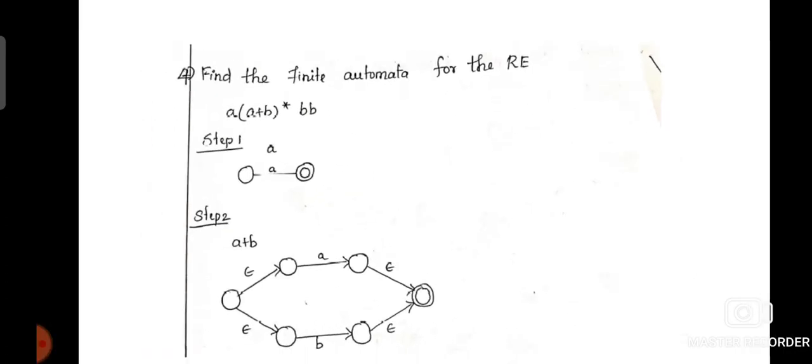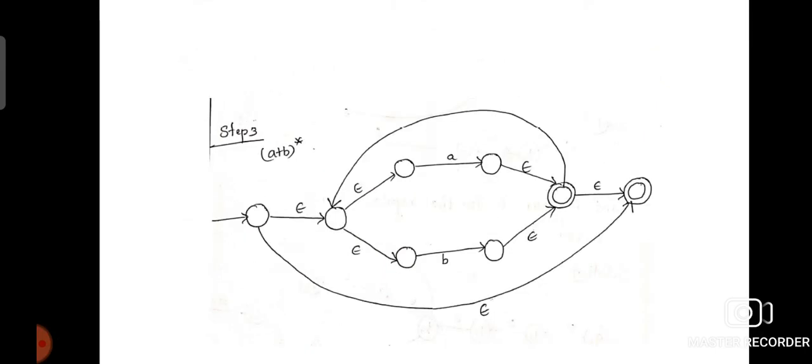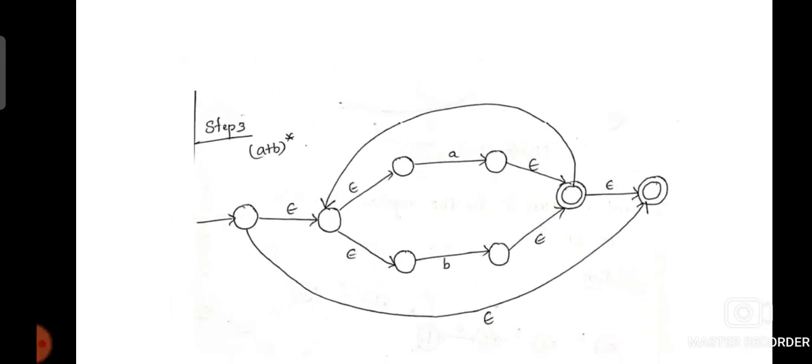Similarly, we are going to take a problem to construct the finite automata for a dot (a plus b) star dot a b b. So here also the main thing is (a plus b) star. So in step 2 we see the diagram for a plus b, and (a plus b) star means this is the structure, that is, we have some loops, forward and backward loops. This is the structure for (a plus b) star.